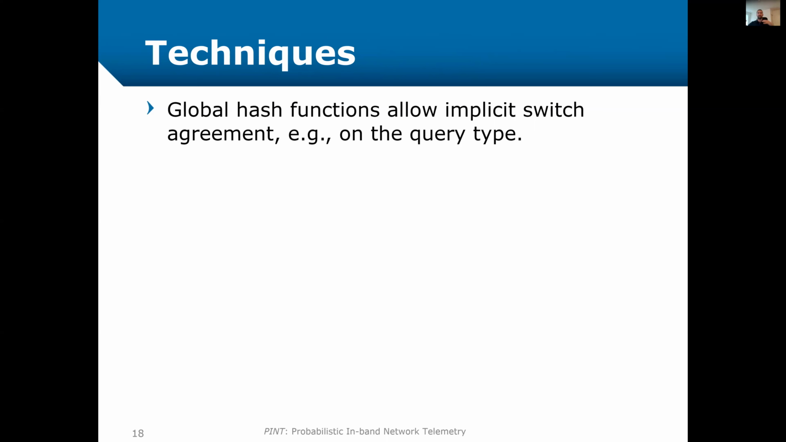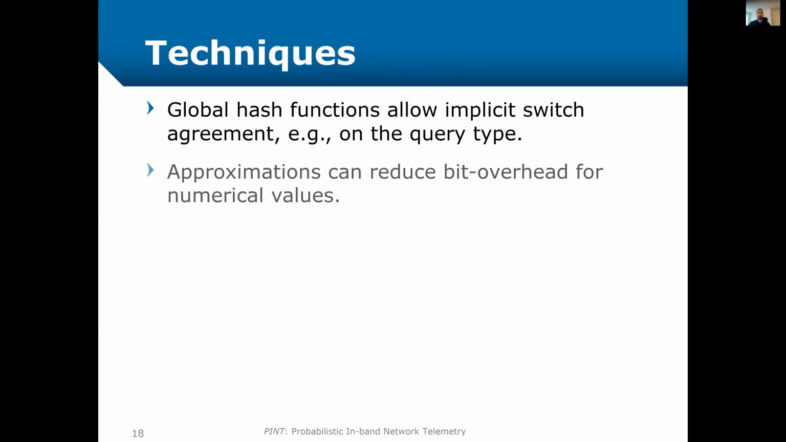So a function that all of the switches know, and we can hash on the packet ID and figure out what to do. A second technique is approximation. If we have a numerical value, like maybe latency, we can approximate it. Then we introduce some error, but we can reduce the number of bits. And if we think of this congestion control that I talked about, we can actually do randomized rounding. With some probability we round it up, with some probability we round it down, and across many packets it averages out and cancels.